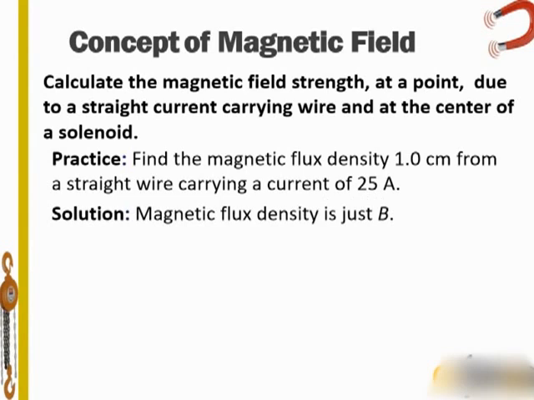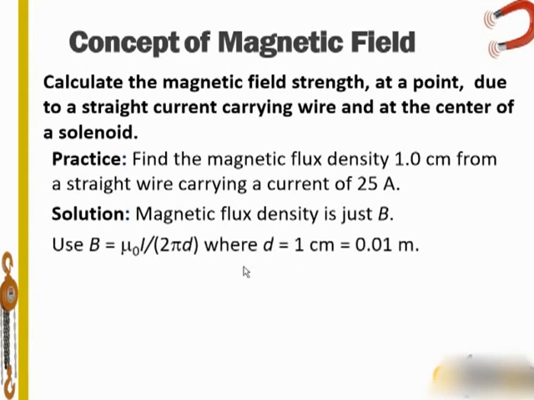So, magnetic flux density is just B. And so we can use the expression that we've just looked at, where the magnetic flux density is equal to mu times the current divided by 2 pi d. Now we know that d is the distance of the point where we want to measure the magnetic flux density. The thing is we need to convert that into meters because we're given d in centimeters. It's 1.0 centimeters. Convert that to meters, so we have 0.01 meters.